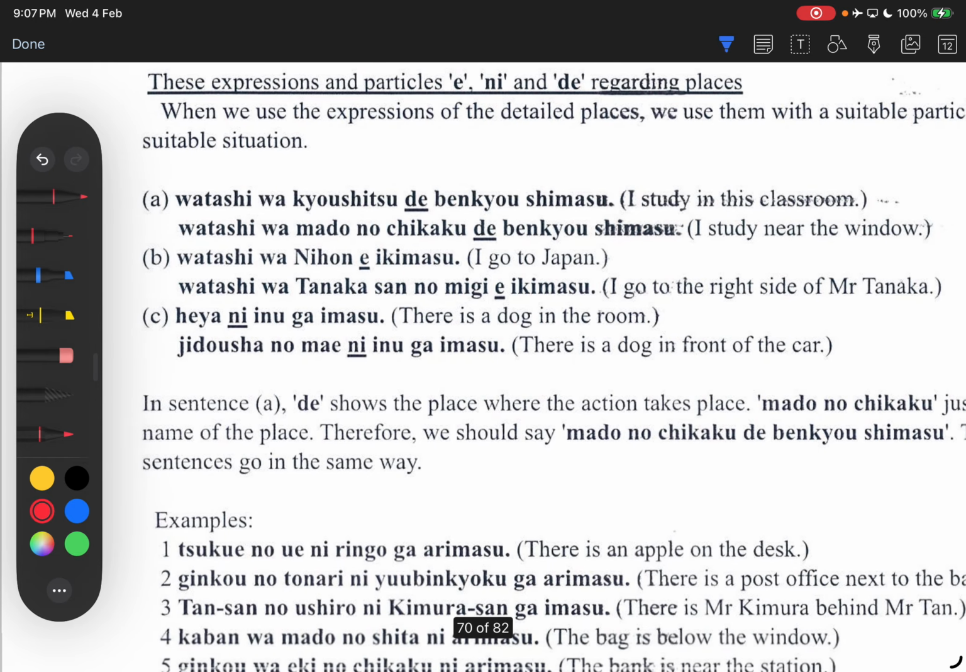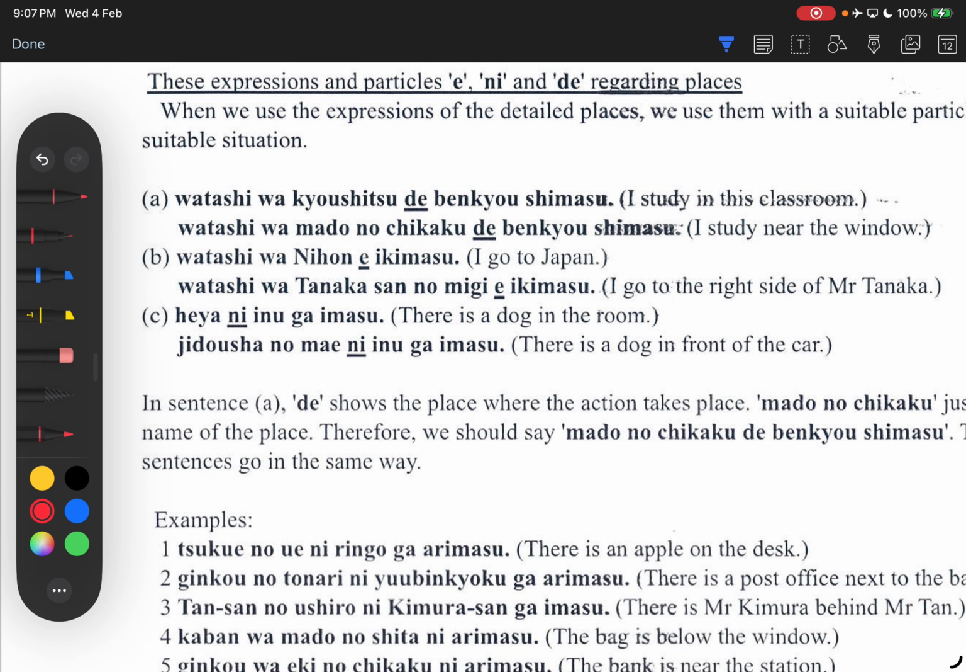Okay? And then the first one, A, by the window, is the place of action. Because your action is benkyoushimasu, so your action is study. Right? So we say there, place of action. So the place of action and the directional particle A also take their own respective priority in the sentences here.